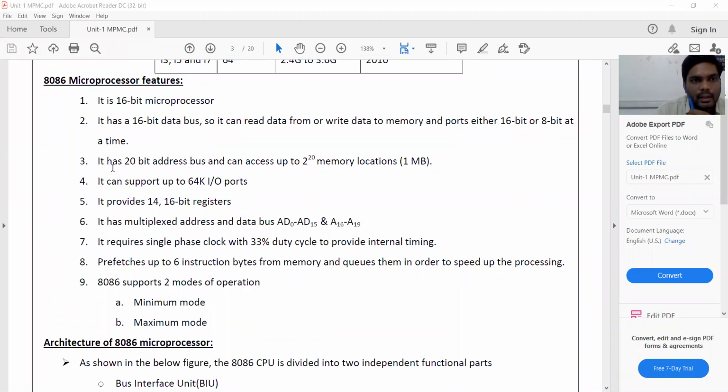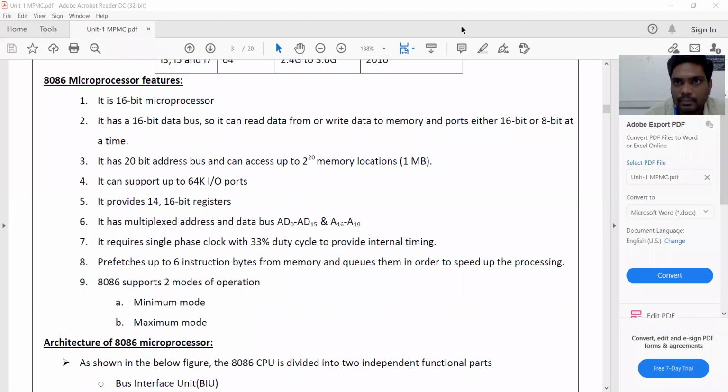And it will be having a 20-bit address bus and can access up to 2^20 memory locations. That is almost 1 MB. This we have seen in the last class. So the number of address lines this particular 8086 microprocessor is having are 20 address lines. That means it can carry an address of 20-bit size.